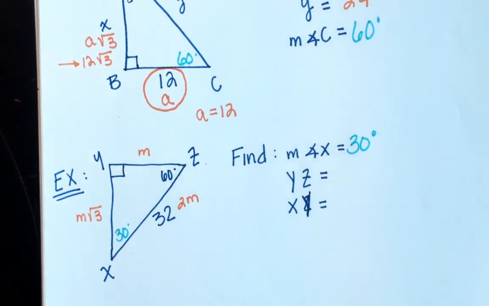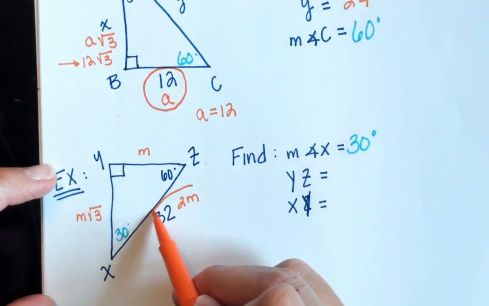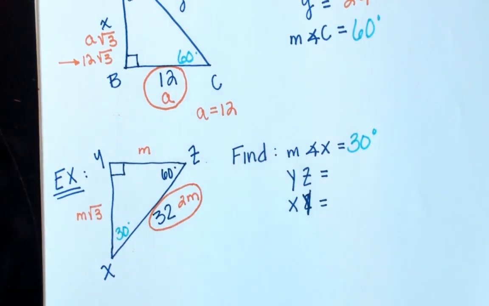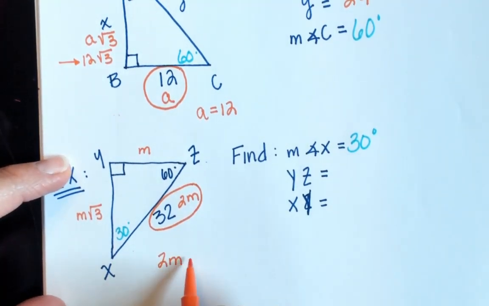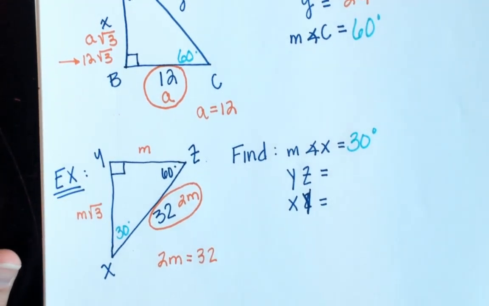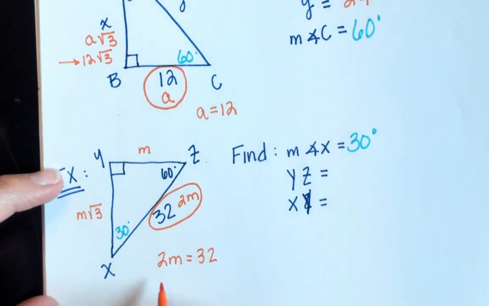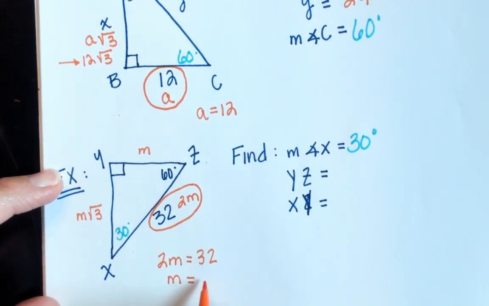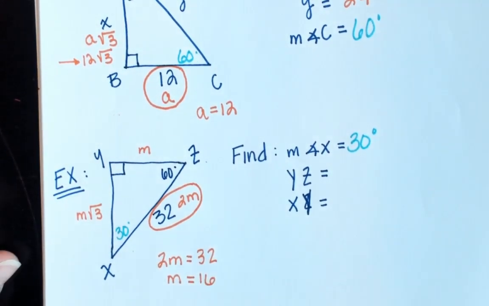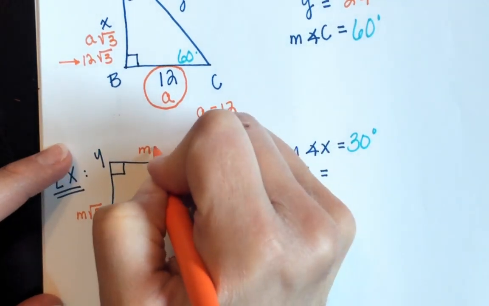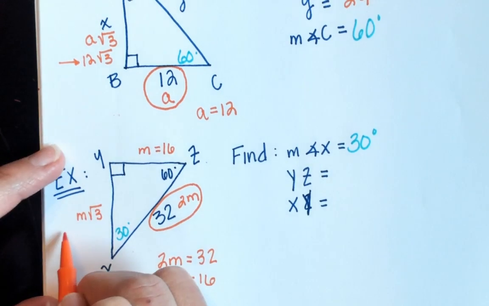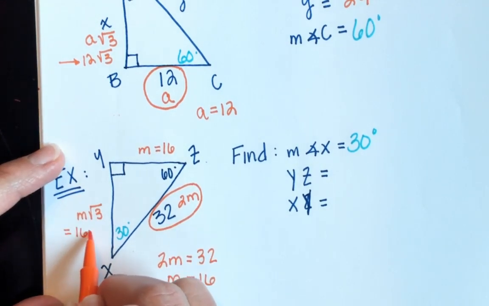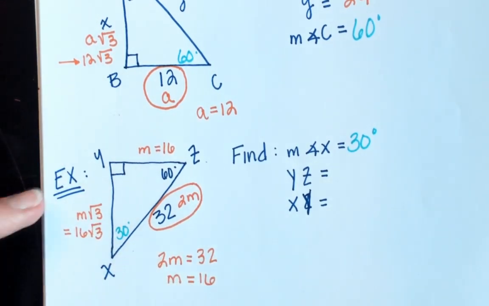And I do what I did before. Find the side with the value and the formula and set them equal to each other. 2m equals 32. And we find out m is 16. So that means this side is just 16, and this side is 16 radical 3. Done.